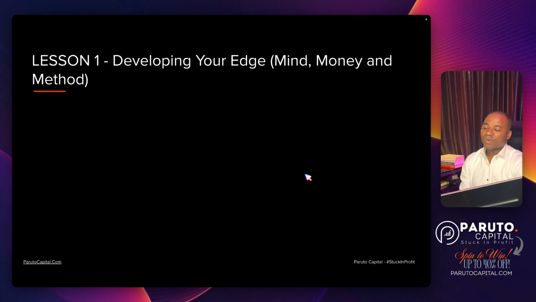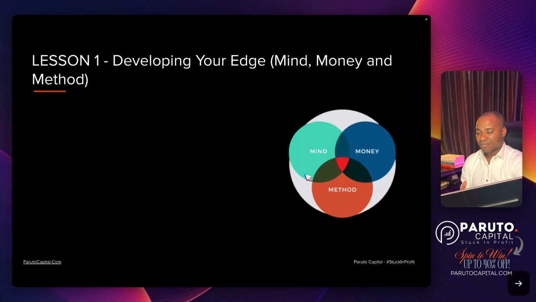Now, developing your edge, mind, money, and method. What do I mean by that? If you think about trading, one of the first reasons I believe you're trading is you want to make money. Okay. But to make money, there is a method to it. And then to effectively apply that method, you need to have a good grasp and control of your mind. Okay. And that's what we're looking at, the mind, money, method.